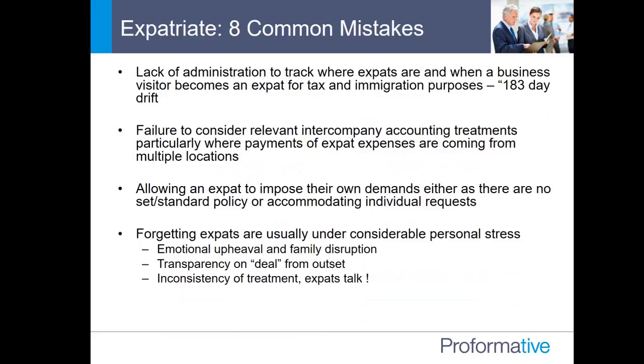And then coming on to the whole policy piece. The second to last bullet point there talks about the expat imposing their own demands and doing their own thing, because there is no standard policy. And what often happens, particularly if you've only got 1 or 2 expats, is that you cut deals. Even if you have a policy, you might vary it because it's the owner's son, or the individual has 5 children that needs to be accommodated.